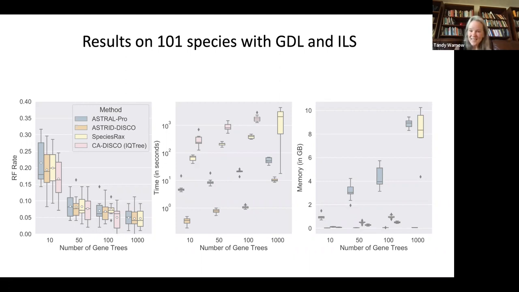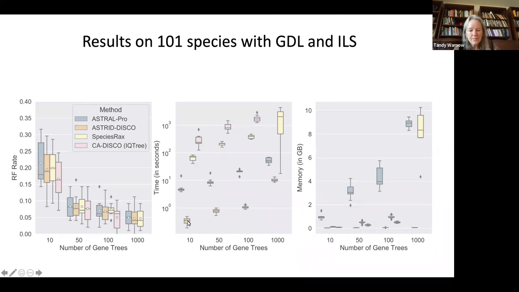So it has a limit. It has a computational issue. But when it can run, it has high accuracy. What about the other methods? They're all very close, okay? It's really hard to say which one is best, but this is 101 species.